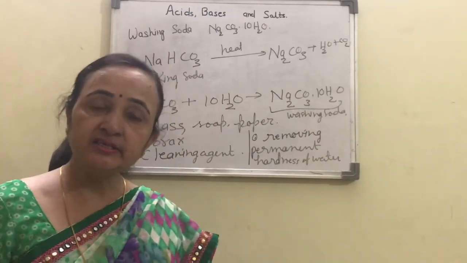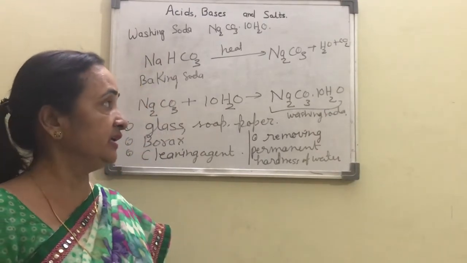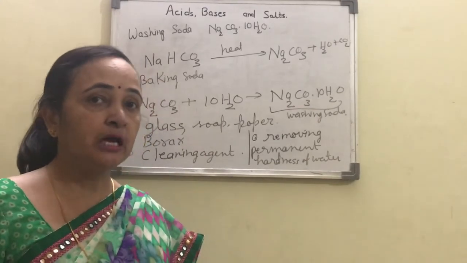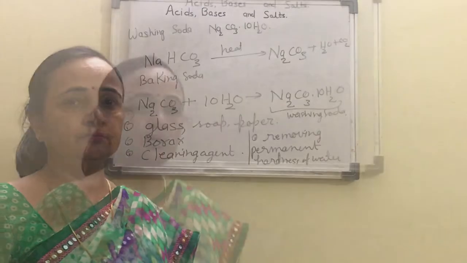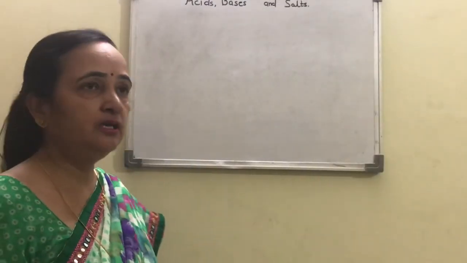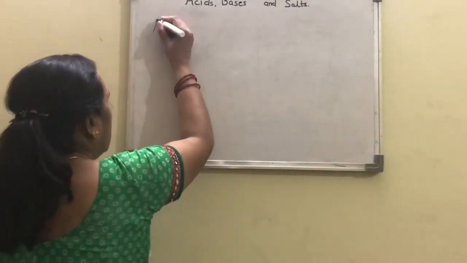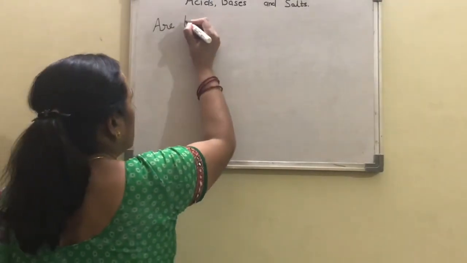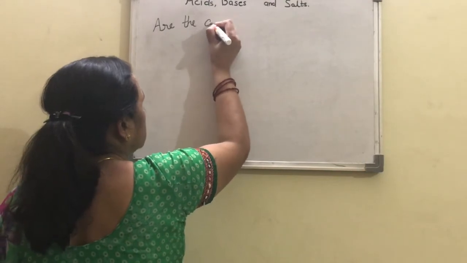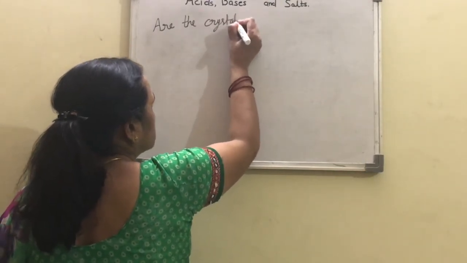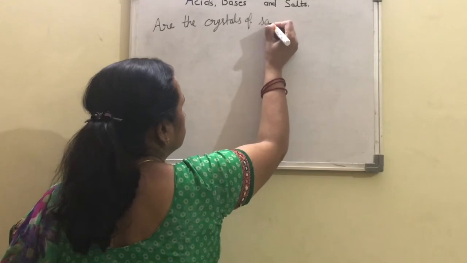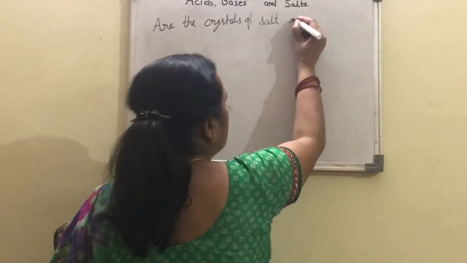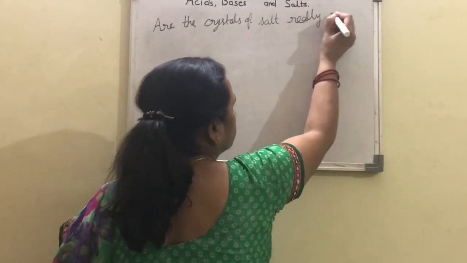Now as I told you, here water of crystallization is there. So now let's see, are other salts really dry? The salts which we see, are they really dry? So now let's perform an activity. You can write like this: are the crystals of salt really dry? Let us check it with the help of an activity.